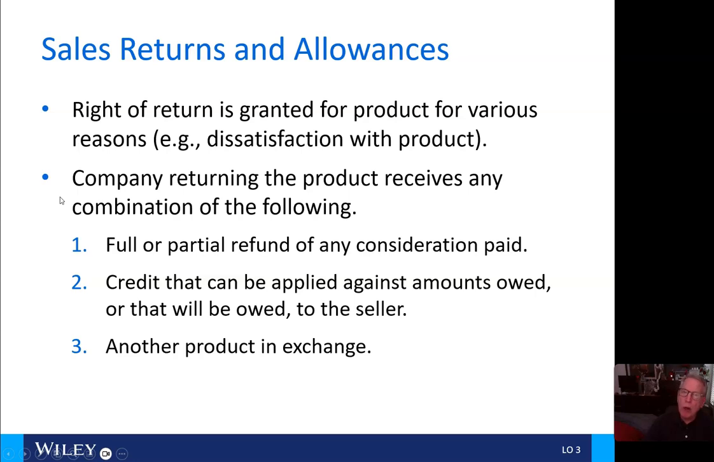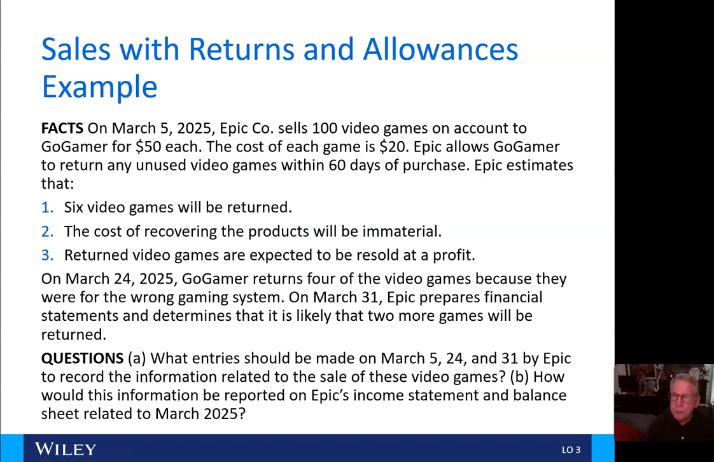The right of return is granted for product for various reasons. Customer is just dissatisfied with the product for whatever reason. The company returning the product receives any combination of the following: 1, full or partial refund of any consideration it paid; 2, credit that can be applied against amount owed, or that will be owed to the seller; or sometimes we just exchange it for another product.